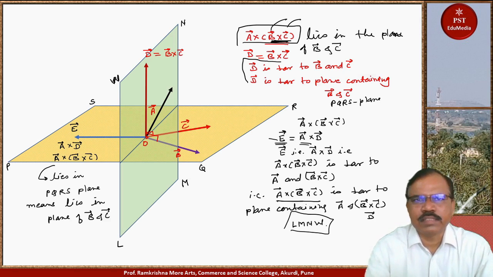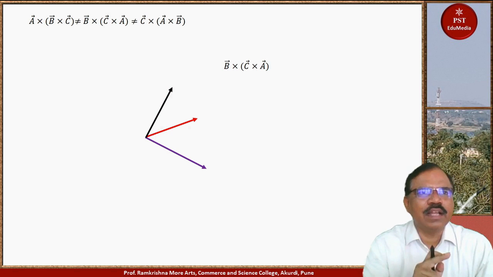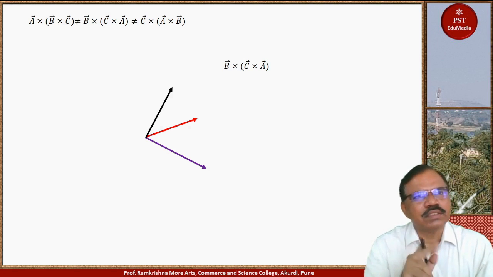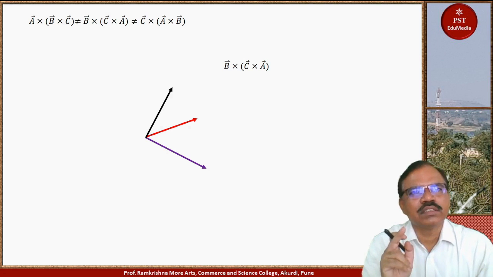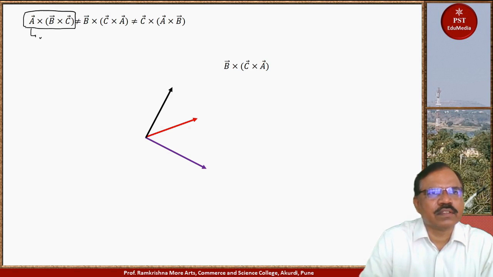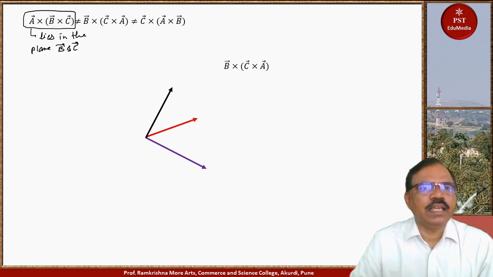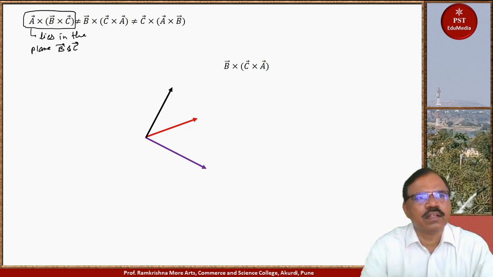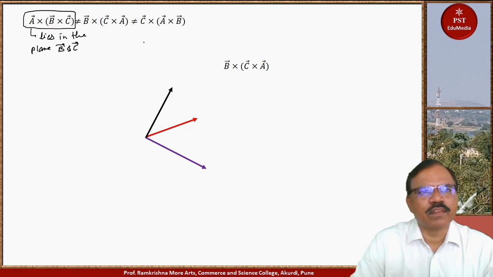Now, let us take another example. Show that A cross B cross C is not equal to B cross C cross A and is not equal to C cross A cross B. Now see here, if we take this first one, just we have seen, this A cross B cross C lies in the plane of B and C.